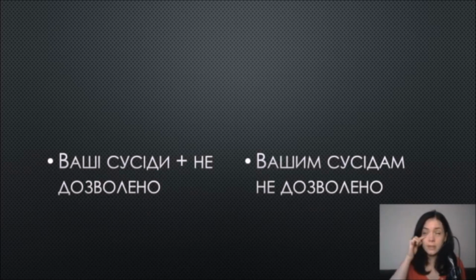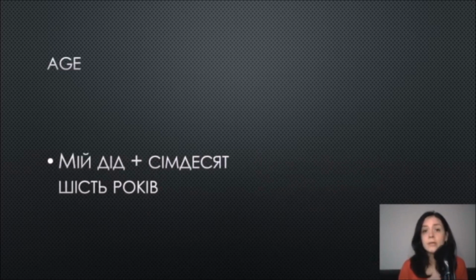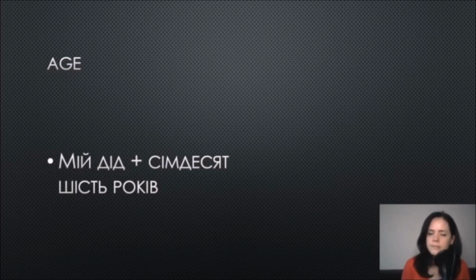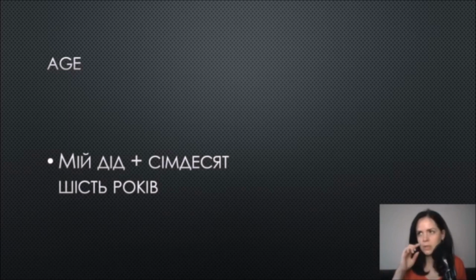Your plural neighbors are not allowed. Next. When we talk about age, to say that some person is that many years old, we put that person whose age we are discussing, or that thing whose age we are talking about, in dative case. So, for instance, мій дід means my grandfather, and 76 років means 76 years. So to say that my grandfather is 76 years old in Ukrainian, we must put мій дід in dative case.